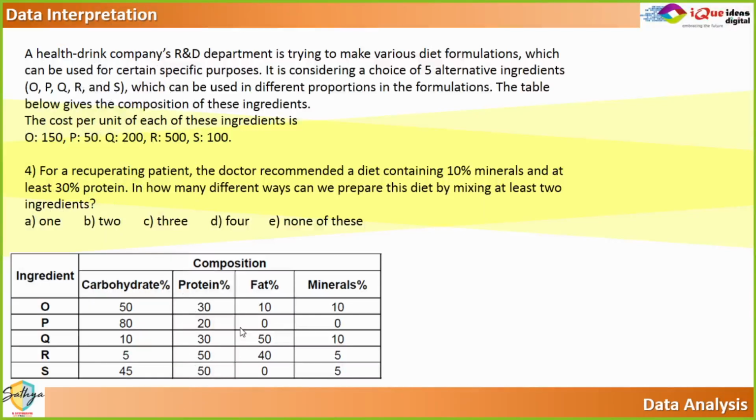Moving on. Now, for a recuperating patient, the doctor recommended a diet containing 10% minerals, at least 30% proteins. So in how many ways can you prepare the diet by mixing at least 2 ingredients?